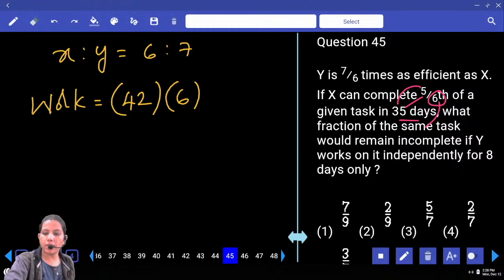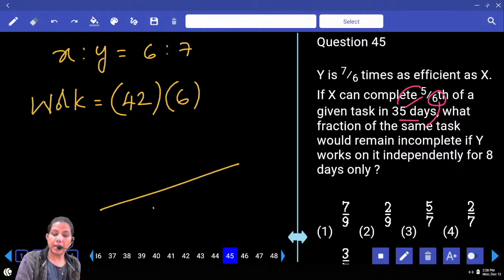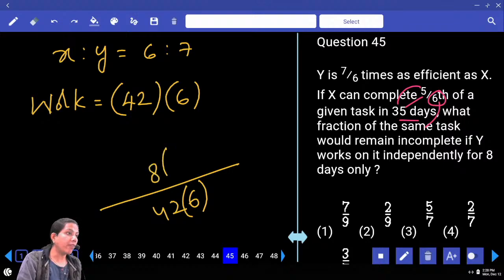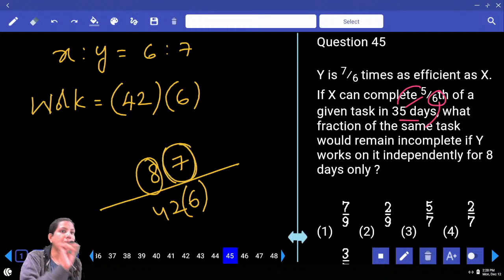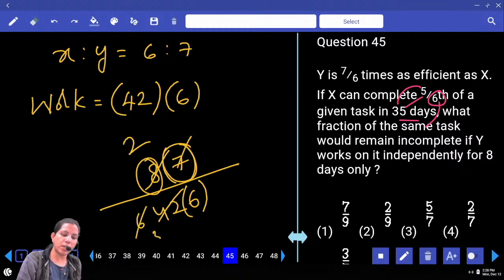What fraction of the same task would remain incomplete? We have to find out incomplete. If Y works independently for how many days? 8 days. What is Y efficiency? 7. 8 days, 7 units efficiency means 8 into 7, only 56 units is done by Y. Okay, 7 exactly 6 times. 4 table 2 times and 4 table, it is exactly 2/9.